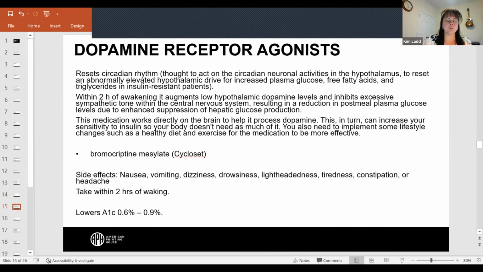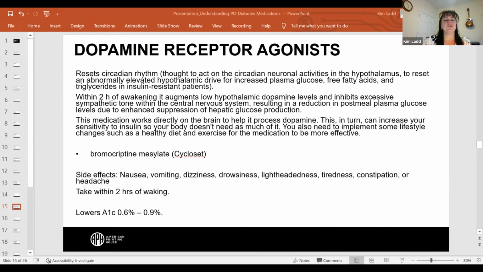All right, we're almost done. The next classification are dopamine receptor agonists. Now, this is a pill that kind of works with your circadian rhythm. This pill resets your circadian rhythm. It's thought to act on the circadian activities in your hypothalamus to reset an abnormally elevated hypothalamic drive for increased plasma glucose, free fatty acids, and triglycerides in insulin-resistant patients.